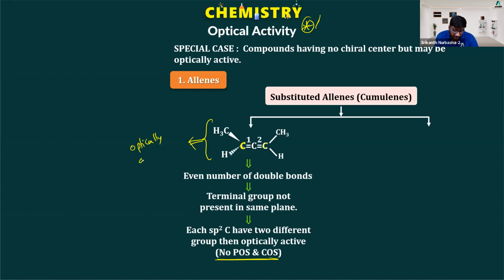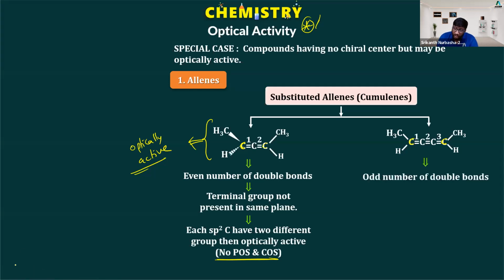Whenever we have an odd number of double bonds, 1, 2, 3: three double bonds are there, then the valencies of the terminal carbon are in the same plane. So this CH3, this hydrogen, this CH3, this hydrogen, they are in the same plane. So there is always a plane of symmetry present. If a plane of symmetry is always present, they are optically inactive.